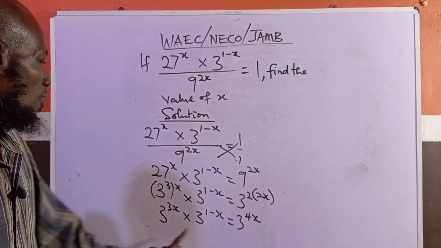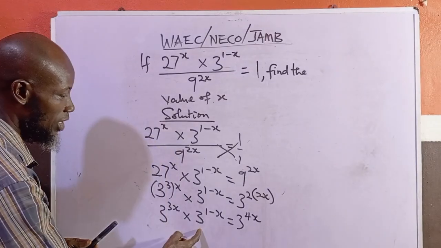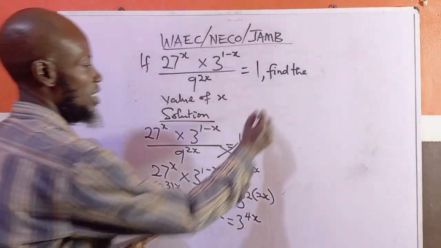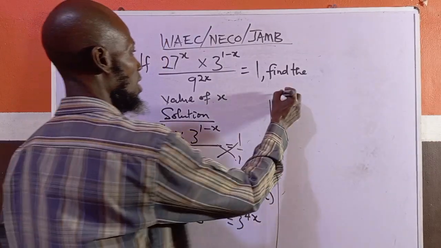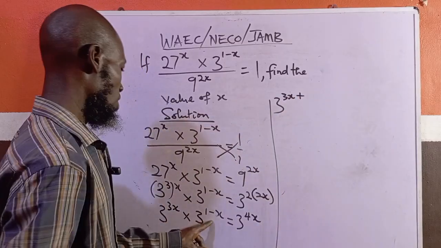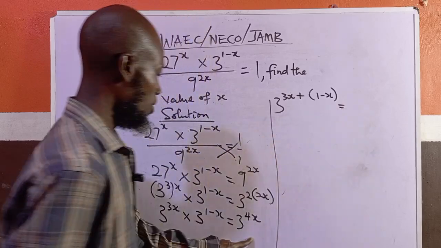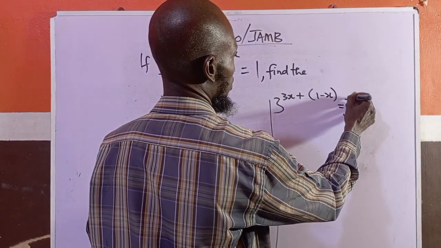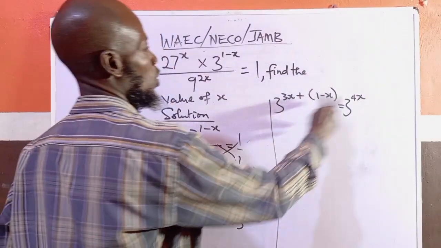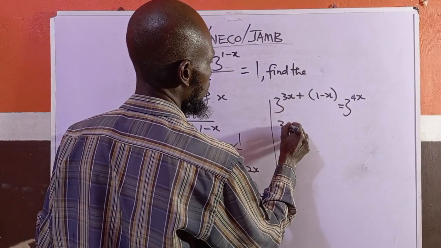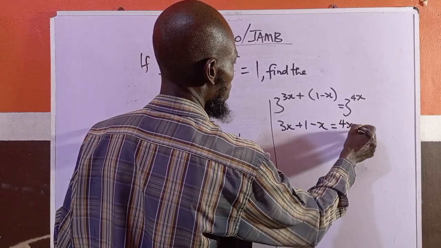4x. Now, if you look at this, according to the law of indices, the multiplication law, when we have the same base, we add the powers. So we have 3x plus 1 minus x. Then on the other side, we have 3 to the power of 4x. Now, again, we have the same base, so we equate the powers. So we have 3x, plus 1 minus x is equal to 4x.